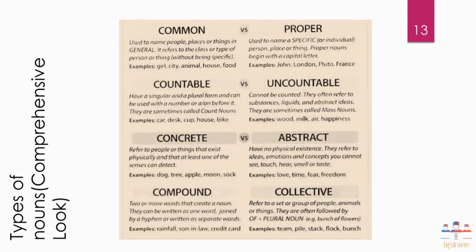Let's move towards a comprehensive look at the types of noun. Common versus proper: they are very much contrary to each other in concept. Similarly, countable and uncountable are contrary to each other, and concrete is again contrary to abstract. Whereas compound and collective have separate identities. These are not contrary to each other.